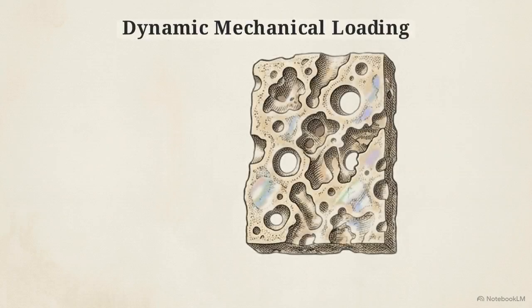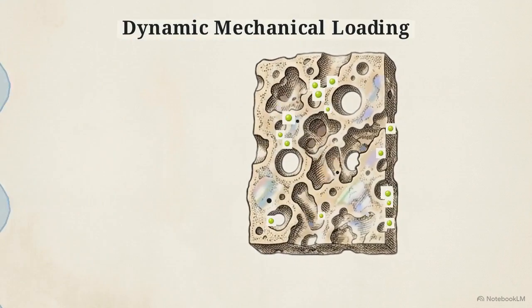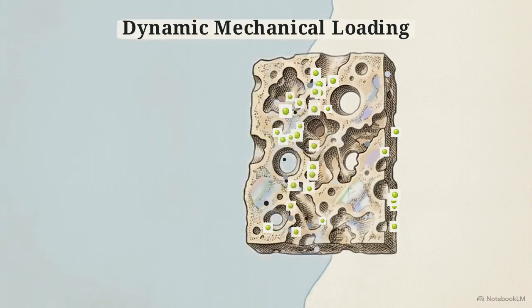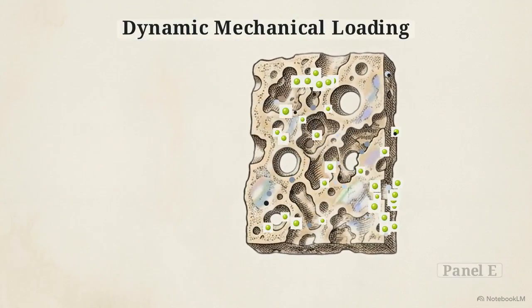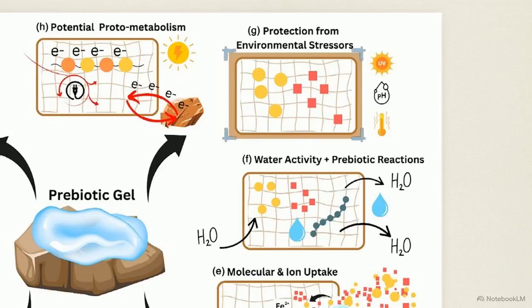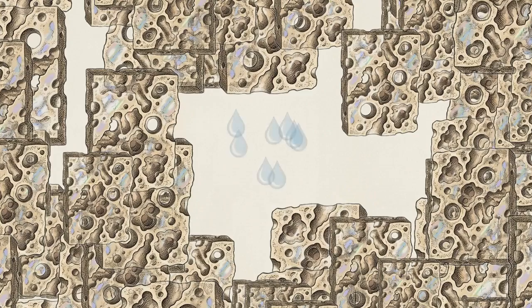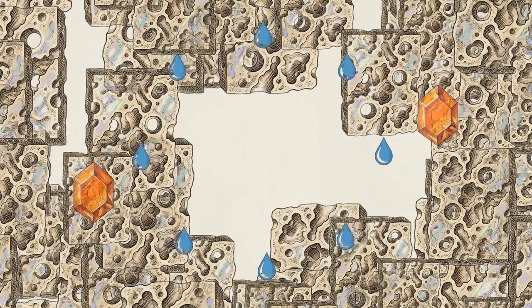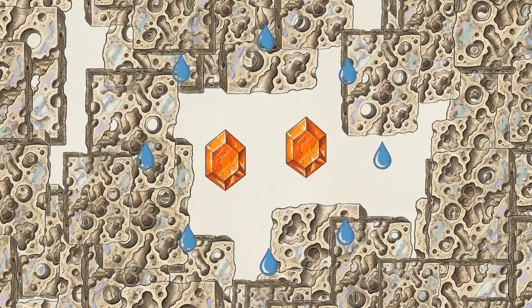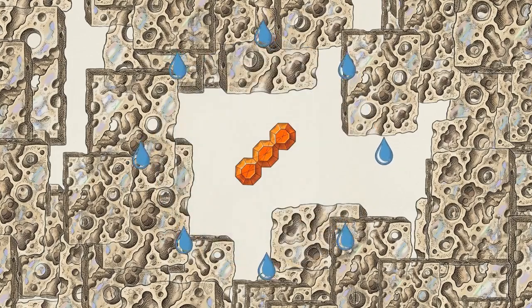The gel doesn't passively hold chemicals. Environmental forces like wave action create dynamic mechanical loading, physically pumping surrounding ions and molecules deep into the gel's matrix, as shown in Panel E. Once inside, Panel G shows the gel's mineral structure acting as a shield, blocking intense UVC radiation that would destroy delicate compounds. To solve hydrolysis, water inside a gel is bound to the matrix, reducing its activity. As Panel F shows, this tips the balance toward condensing new bonds rather than their destruction.